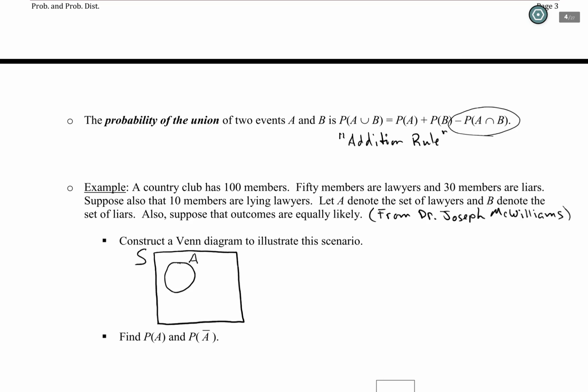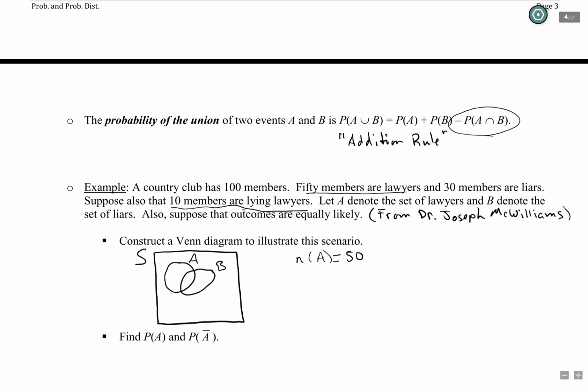Now when I draw B, I'm going to be careful to have some overlap with A because I was told that 10 members are lying lawyers. Okay, so here's a Venn diagram that illustrates this scenario. And from this, I want to write out some information. What we're told is that 50 are lawyers, and so if I can write this out, N of A, the number of people in A or the number of outcomes in the event A, if you want to think of it like that, is 50.